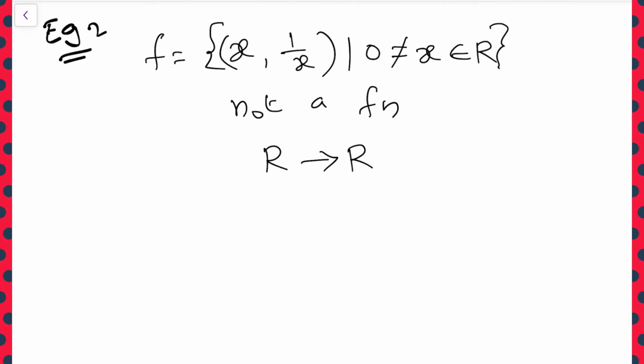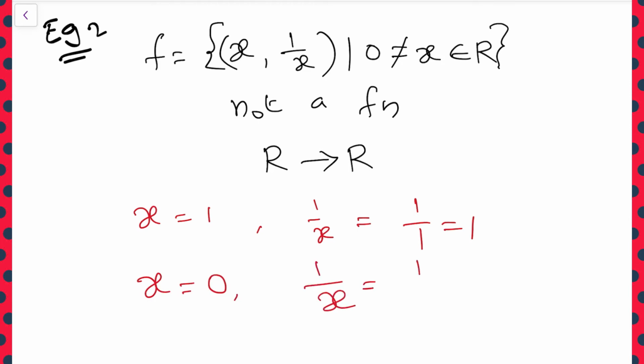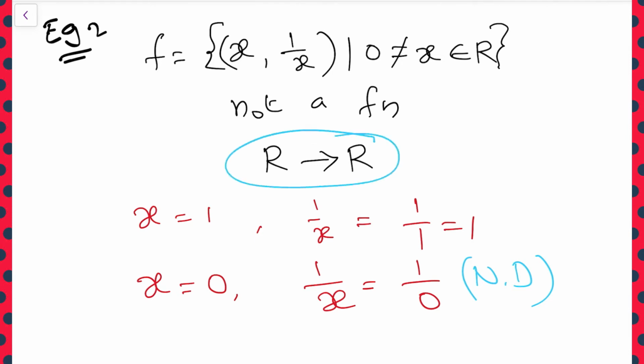Then why is it not a function? Let us check once. X value, if I take it as 1, 1 by x will become 1 by 1, that is nothing but 1 again. X value, if I take it as 0, then what will be the value of 1 by x? That is nothing but 1 by 0. But 1 by 0 is not defined. So, for an element 0 from the set A, there is no unique element from the set B. So, that's why x comma 1 by x is not a function from R to R.